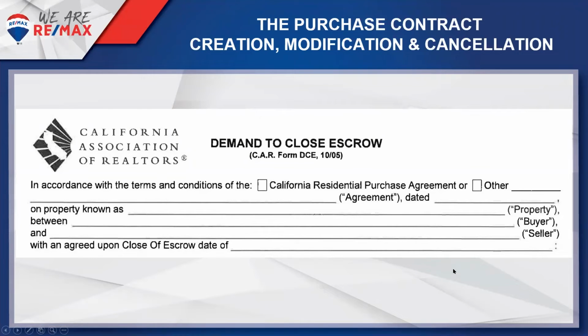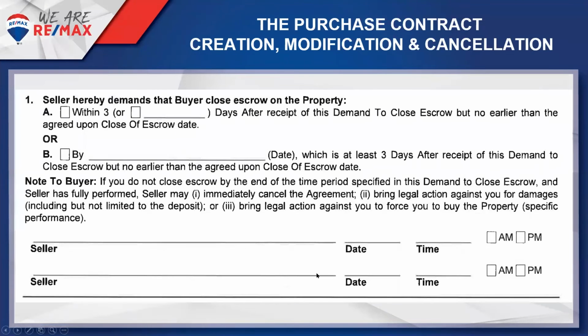And the second is, again, a notice to perform to compel closing is not effective because the contract says you have to use a DCE, a demand to close escrow. So if they're not closing, you send them a demand to close, not a notice to perform. The top of the form, like we said, pretty simple. The seller hereby demands that the buyer close escrow within 3 days. That's the minimum time. Why?